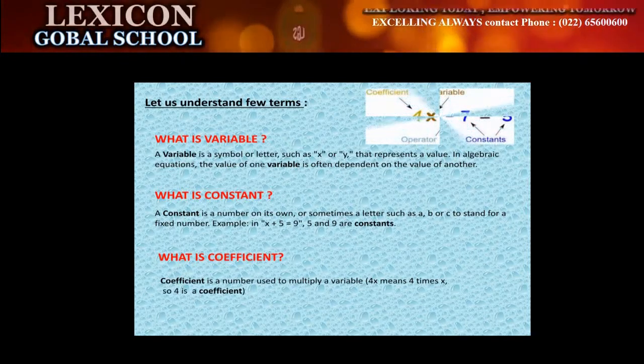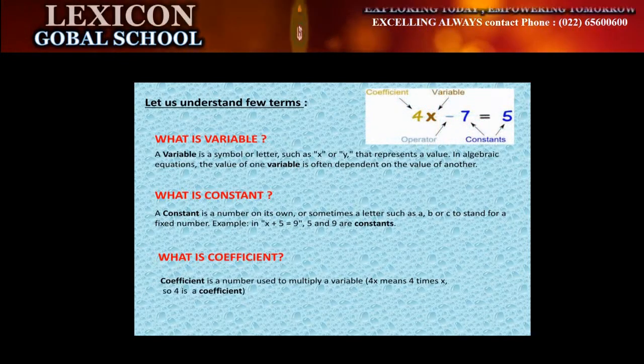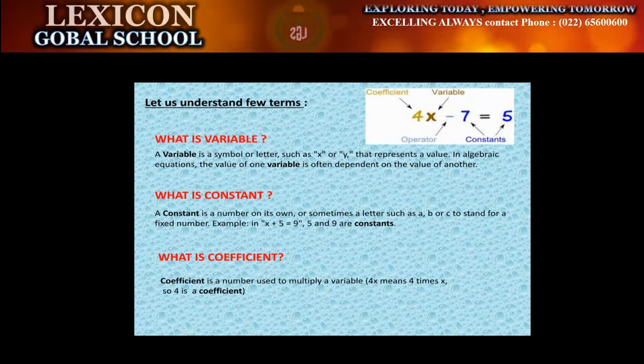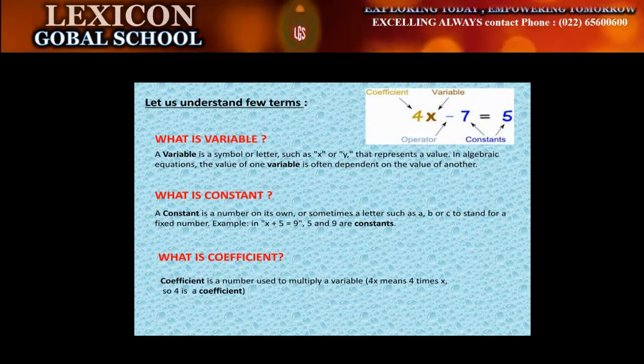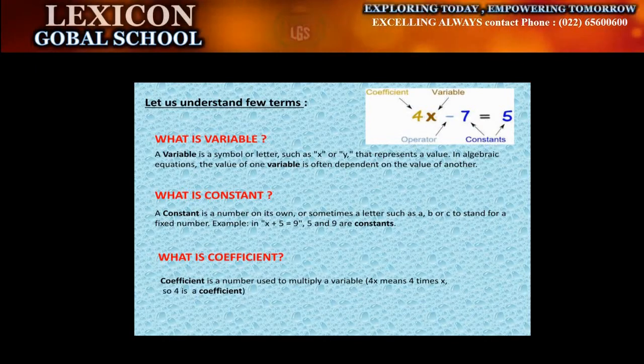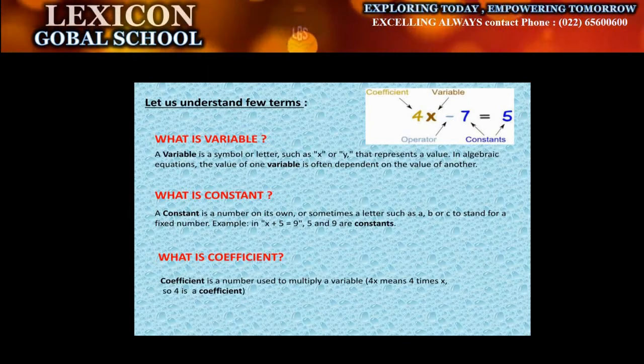Now students, please look into this figure. Here I have written 4x minus 7 is equal to 5. 4 is the coefficient, x is the variable. This plus, minus, whatever operations, they are the operator, and 7 and 5 they are the constant.